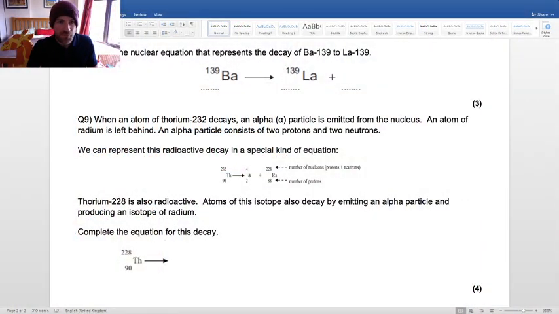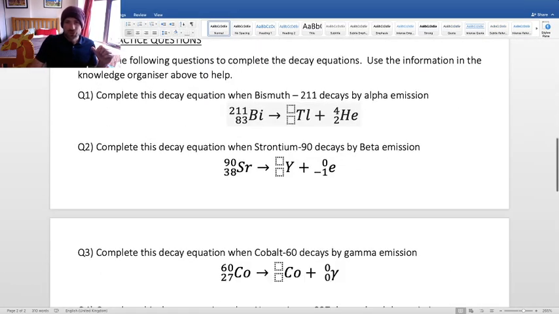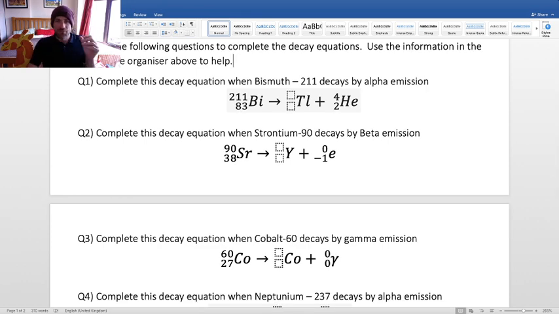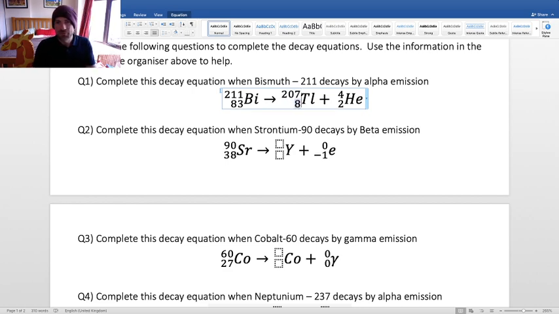Right. So you should be able to see my sheet now. I'm going to put these answers in, and you just mark them off. Make sure you're getting your head around this properly. So if we start with bismuth and it loses 4 particles, the 211 has got to drop to 207 and the 83 is going to drop to 81. It's quite straightforward, these, if you remember how we do them.